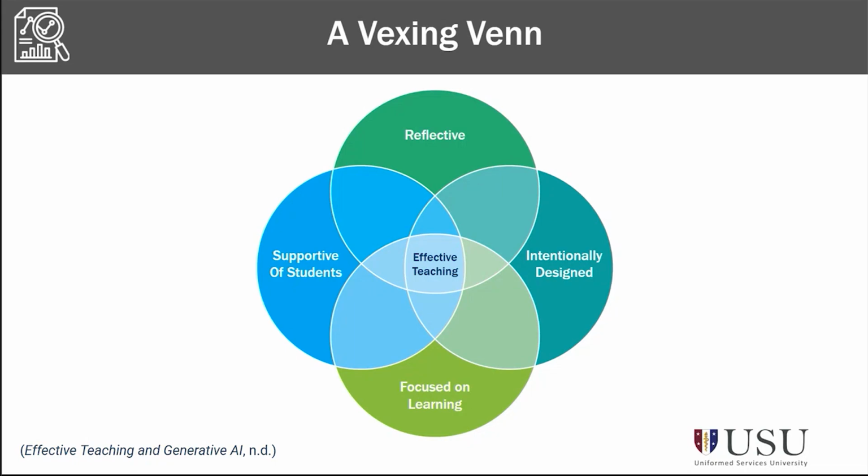Yes, the Venn, if you have overlaps, it's implying a relationship there. It makes me think that you're trying to say that there's some special overlap between reflective and supportive students, and another special overlap between focused on learning and intentionally designed, etc., right? And even there's another special overlap between the three of them. But you're not saying what that is.